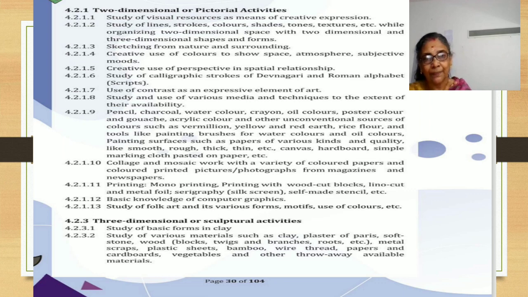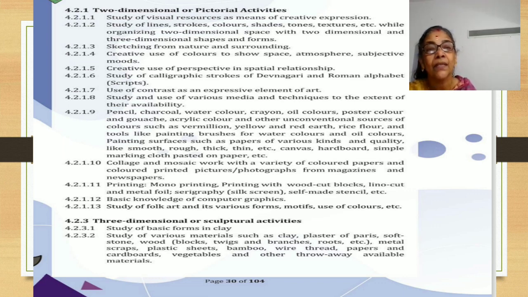Most often the project will come from this category. That is 4.2.1. So 4.2.1 is about two-dimensional pictorial activities. 4.2.1.1 is a study of visual resources as a means of creative expression. Then 4.2.1.2, that is a study of lines, strokes, colors, shades, tones, textures, etc.